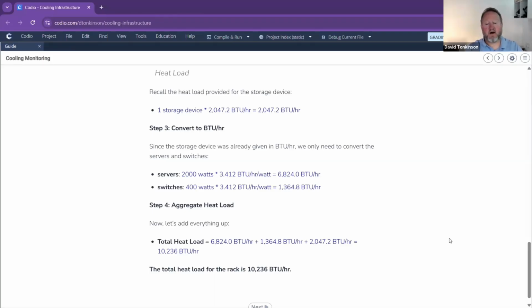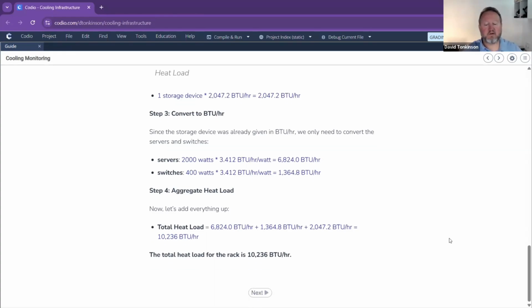Our switches are 400 watts. We times that again by 3.412 and we get 1,364. Look at that, isn't that great maths? And we can add all that up to give us a total for the storage device, the servers and the switches to give us our total heat load, which is our balancing load for the heat of a 10,236 BTUs. That's maths for you.